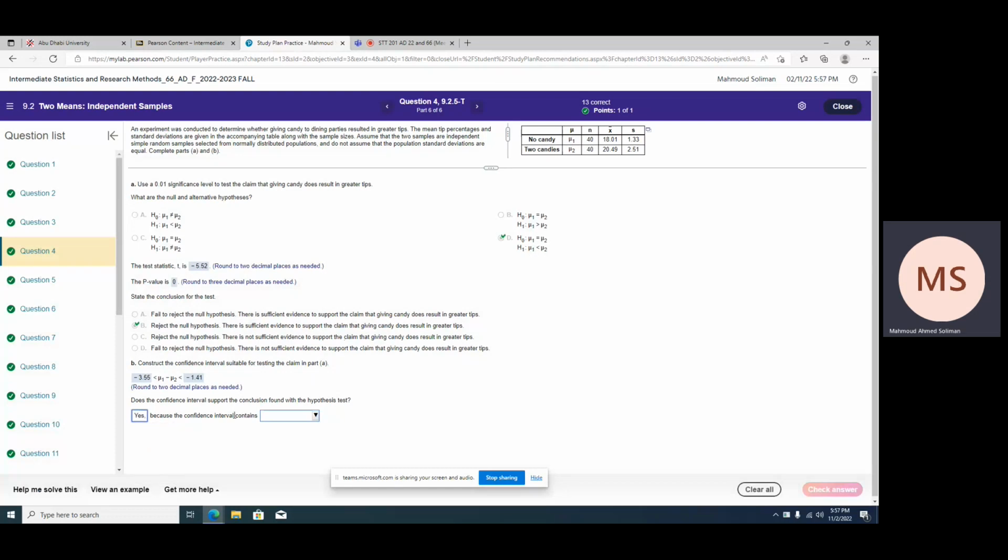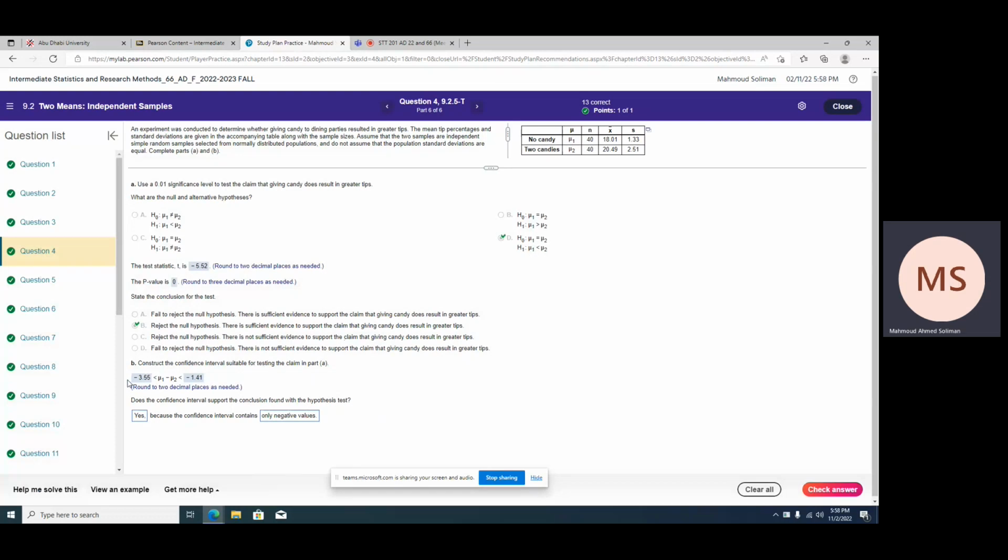Because it only has negative values. Okay? So here we said reject the null hypothesis. That means they're not equal. So we have sufficient evidence to support the claim that giving candy does result in greater tips. And look here, mu1 is no candy, mu2 is giving candy, and mu2 is bigger. So when you do subtraction, you'll always get a negative number.